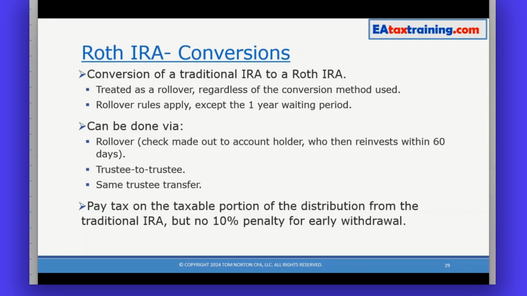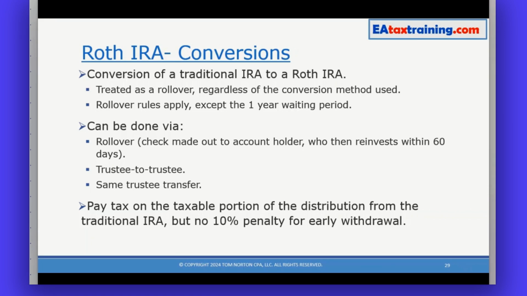So how do you do this? You can do it a couple of ways. First of all, you can do it by a quote unquote rollover, which means they make a check out to you as the account holder, and then you reinvest that within 60 days. Or you can do it trustee to trustee, which of course is what we recommend so that you don't have that issue with the withholding. Or you can do it within the same trustee, who can just transfer it. If you hold your IRA at your bank, you can just have them set up a new account within the same bank for a Roth IRA, and that will be treated as a rollover.